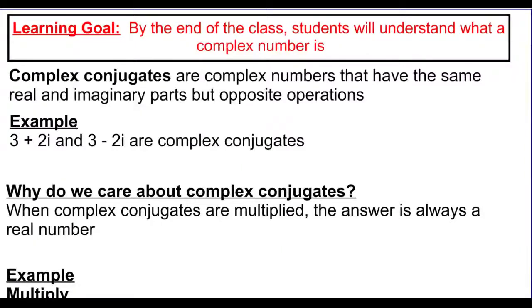Here is the last of our operations. We've talked about adding and subtracting, we've talked about multiplying, and now we need to talk about dividing. But before we can talk about dividing, we have to talk about something called a complex conjugate. So here's what a complex conjugate is.